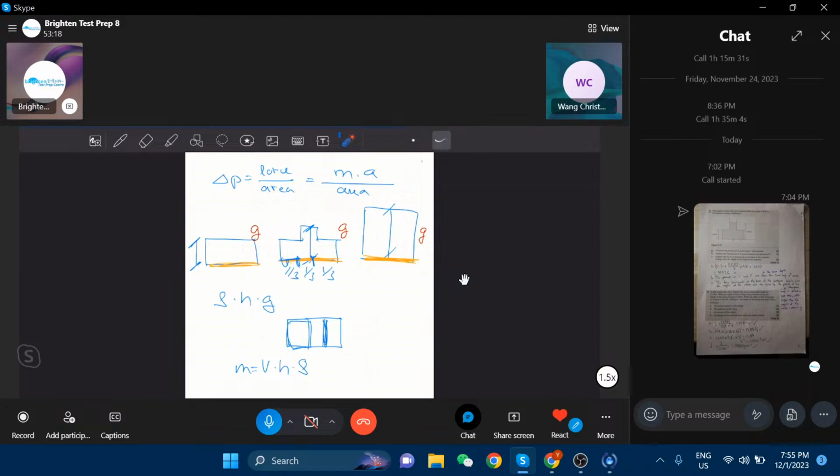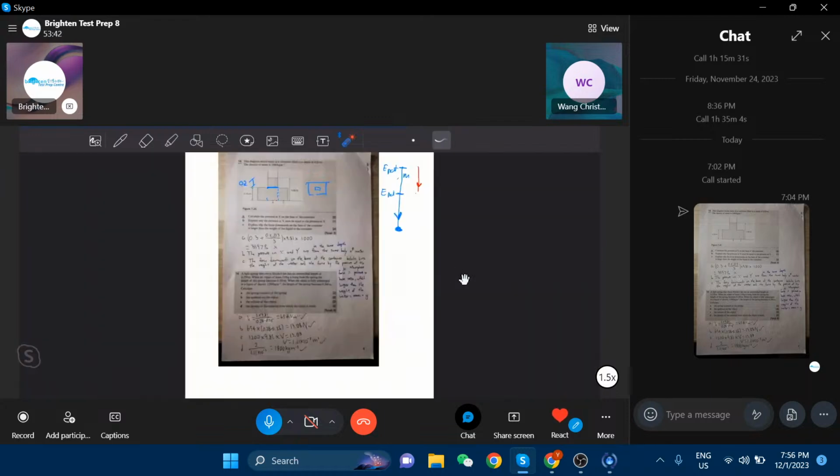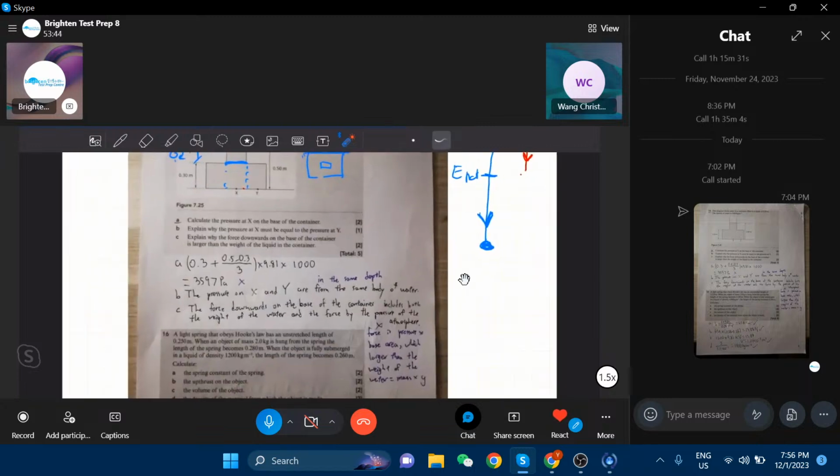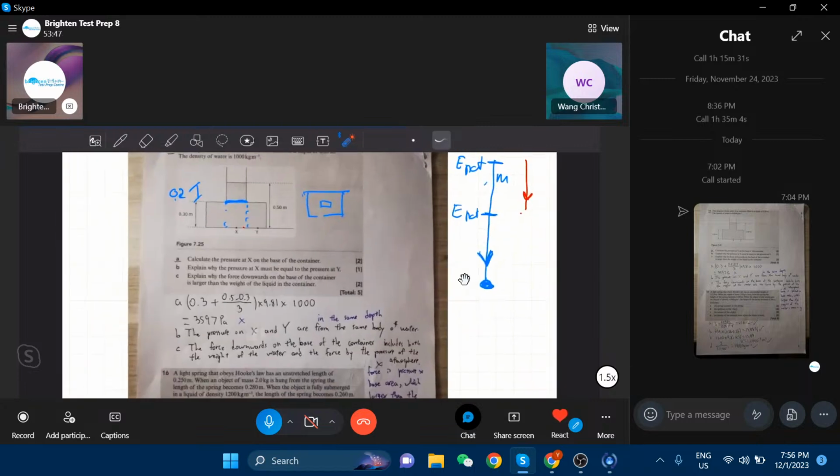Do you follow me, Chris? I'm thinking that because density and area don't change, then shouldn't the force and area be proportional? And then we only have to focus on the height difference. But you have to calculate the pressure at X on the base of the container.